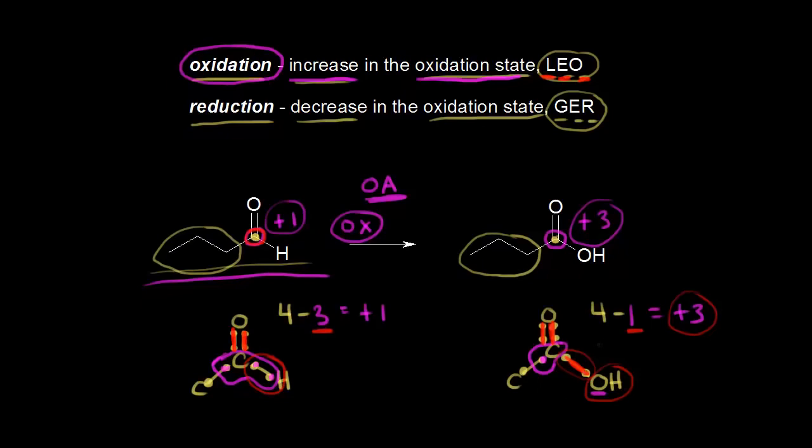Notice we lost a bond to hydrogen, right? So over here we lost this bond to hydrogen, and we replaced it with a bond to oxygen. So an increase in the number of bonds to oxygen or a decrease in the number of bonds to hydrogen can tell you that your carbon is oxidized too.